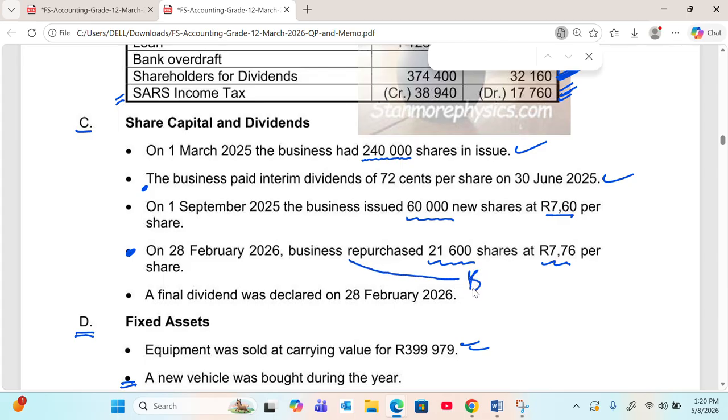This is also known as what? A share buyback. Because we're taking our money to buy back shares from our existing shareholders. So we don't know the reasons why they are selling their shares, but we are buying back our shares. How many shares? 21,600 at 7 rand 76 cents per share.